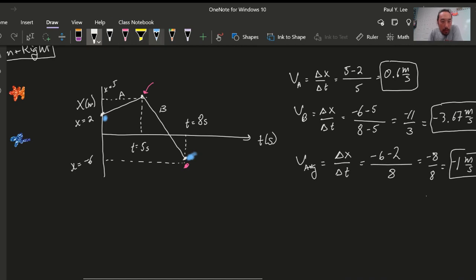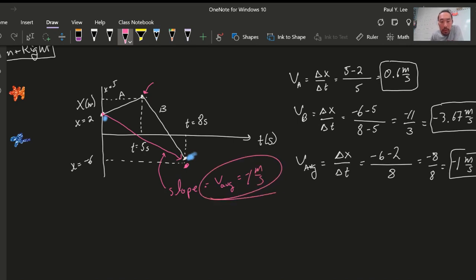And just like average speed, you can find the average velocity by going from your starting to your ending point right there, right? And whatever this slope is, that is your average velocity between those 2 points. Okay, so if you just connect those 2 dots and find the slope, in this case, the slope would be -1 meters per second. That will give you your average velocity.